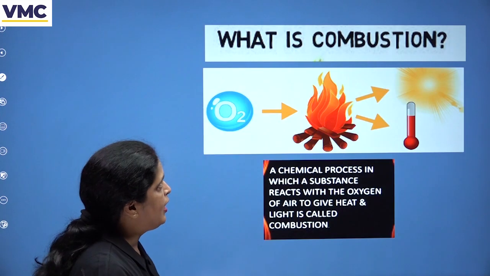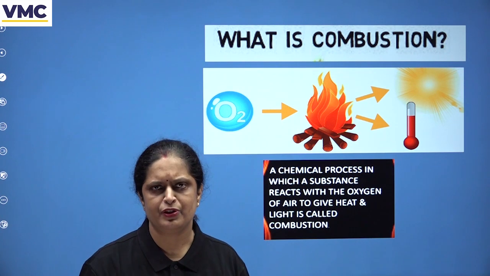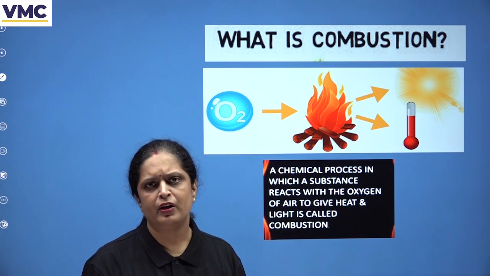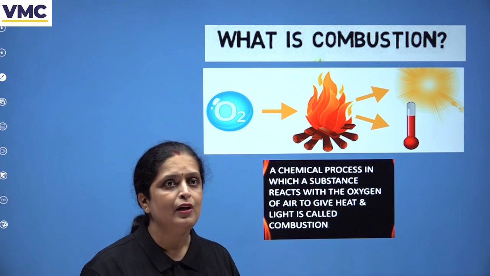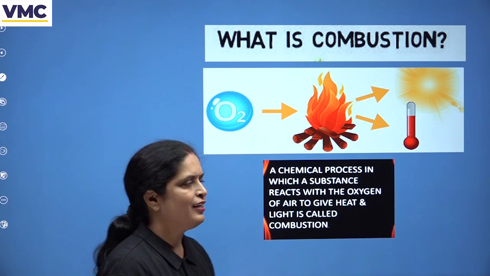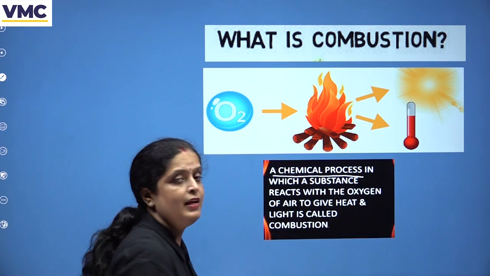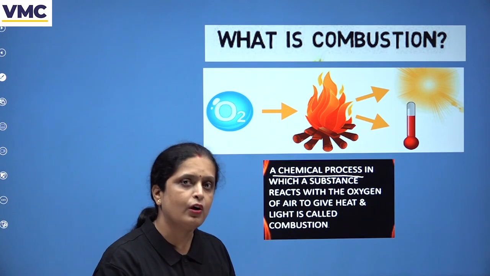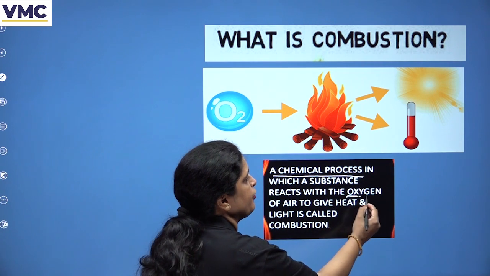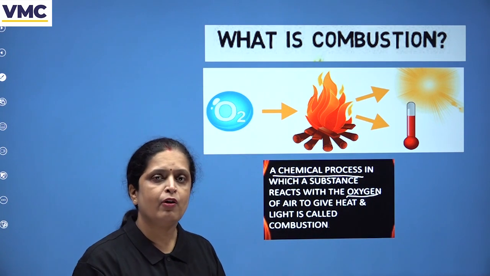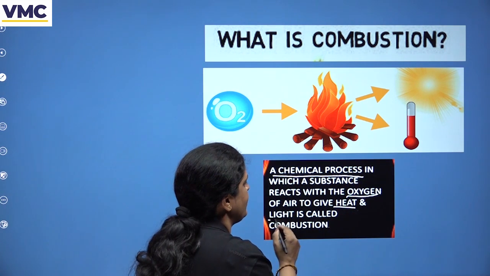So to start with this chapter, it is very important for us to understand what is combustion. In a very layman term, we call it burning in our day-to-day life. But what is the chemical concept of combustion? Combustion is a chemical process in which a substance reacts with oxygen from air. Oxygen is the supporter of combustion and we take oxygen from air to produce heat and light.